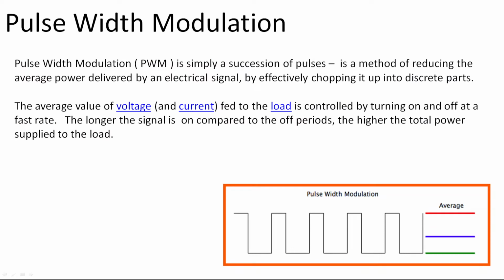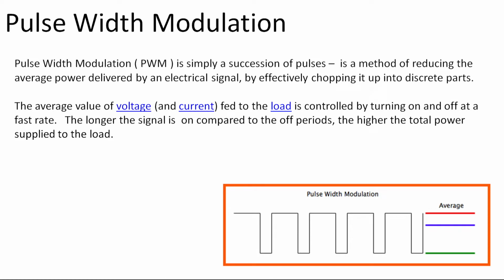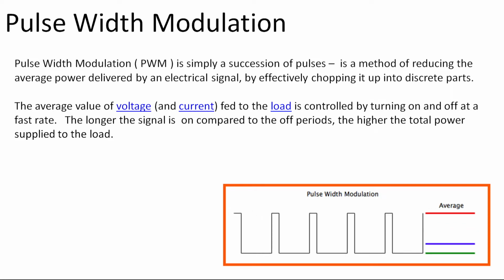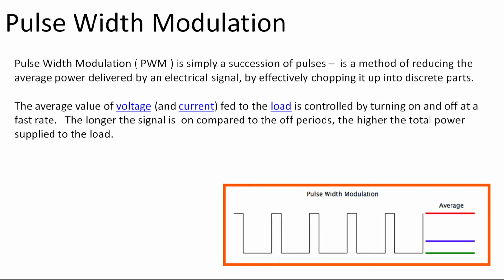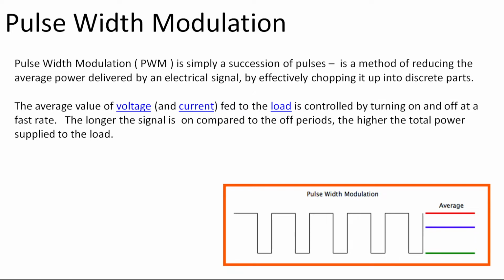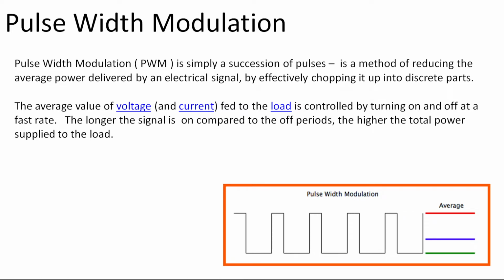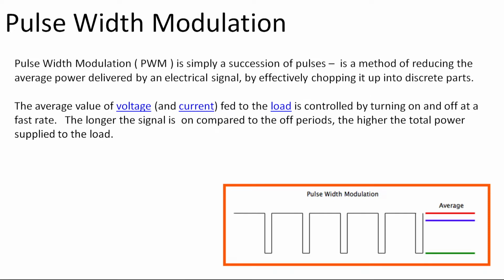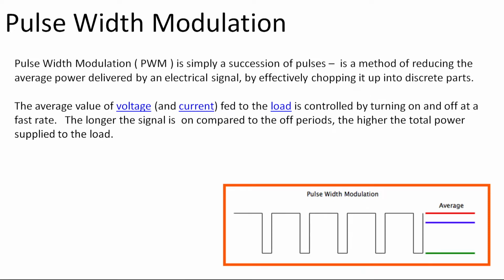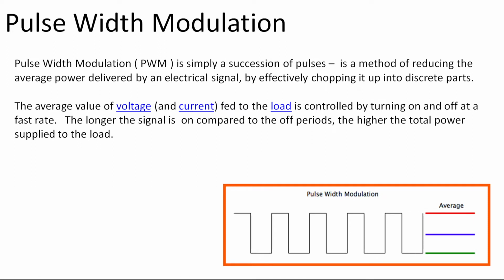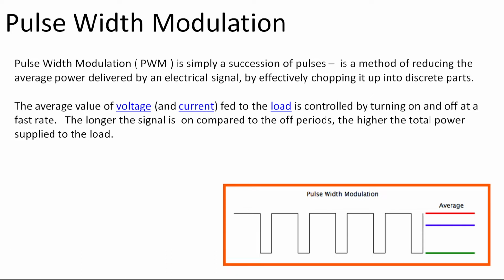So what is pulse width modulation? It's simply a succession of pulses, and it's a method of reducing the power in the electrical signal by chopping it up into discrete parts. That gives you an average voltage fed to the load, and our load is the LEDs, by turning it on and off at a fast rate. The longer the signal is on compared to the off periods, the higher the power that is supplied to that load. It's a very simple and common practice.